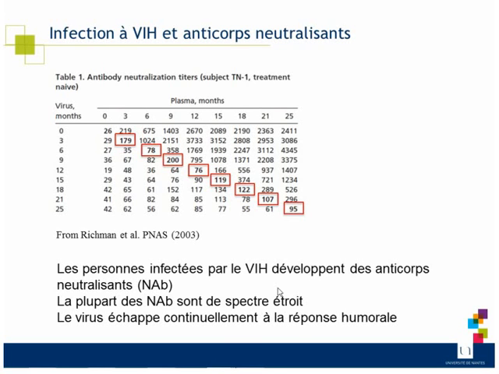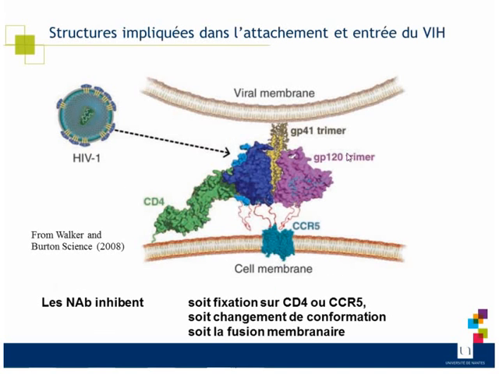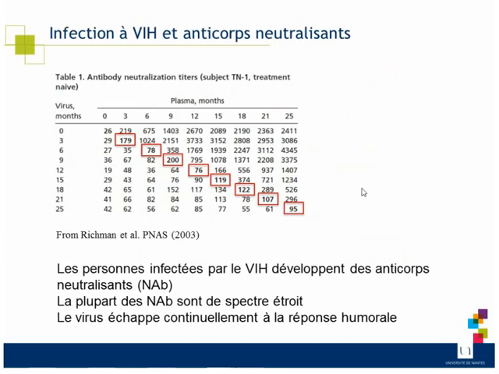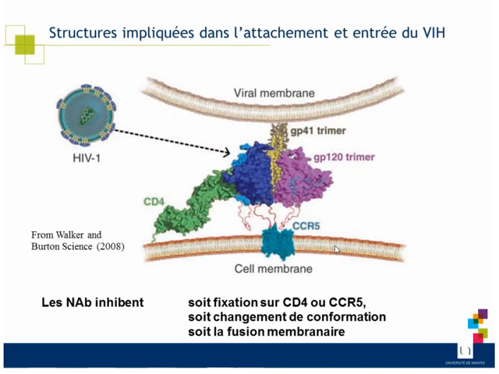Well, okay, I'm selling the punchline a little bit. Some people do develop broadly neutralizing antibodies. So this is the case in most people: most people don't develop broadly neutralizing antibodies, but some people do. And these very rare antibodies have been studied.